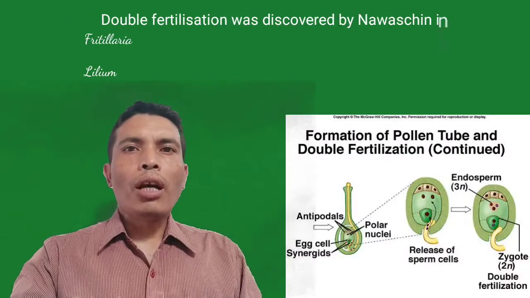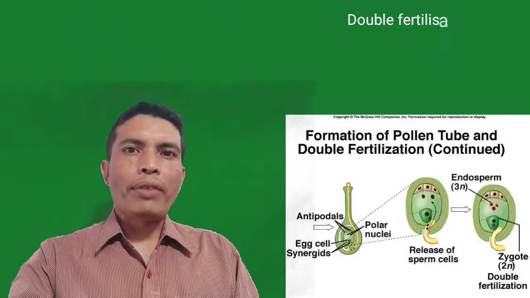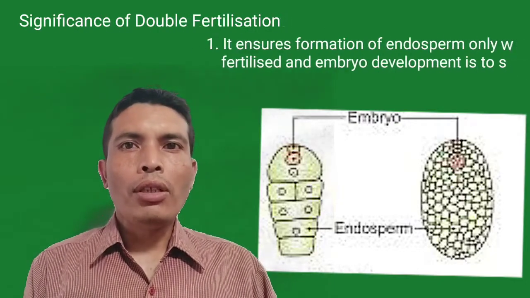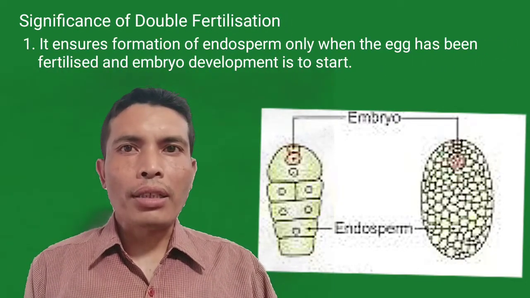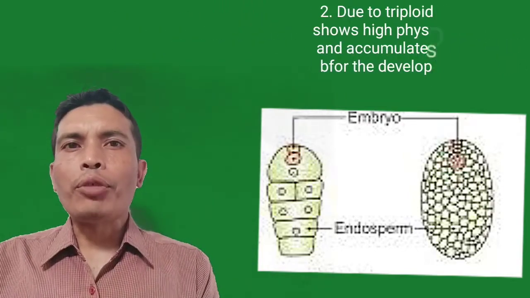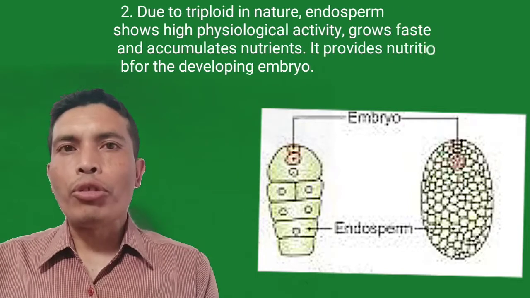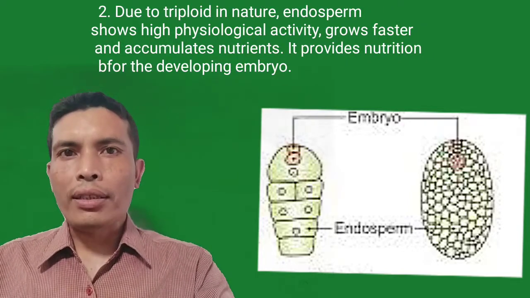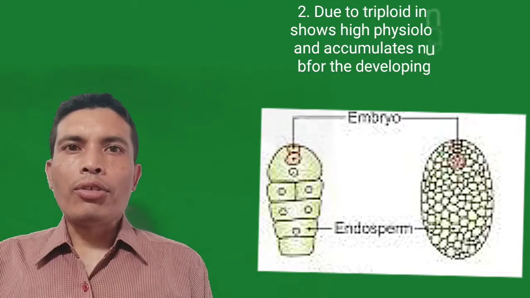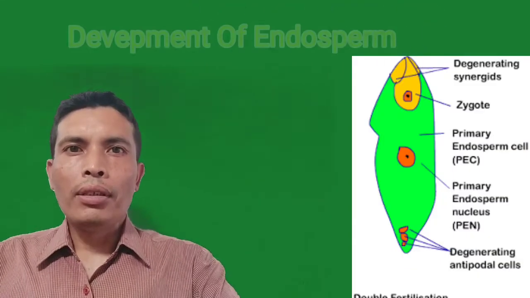So now let us know about the significance of double fertilization. Double fertilization ensures the formation of endosperm only when the egg has been fertilized and embryo development is to start. Due to being triploid in nature, endosperm shows high physiological activity, grows faster, and accumulates nutrients. So now let us know about development of endosperm.